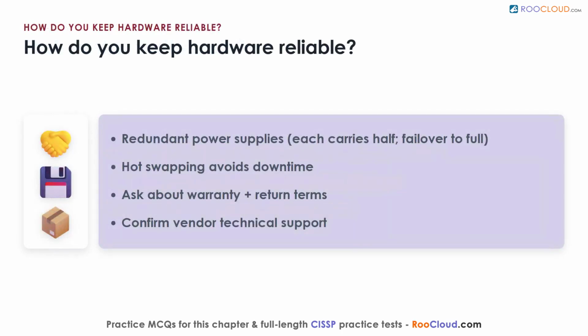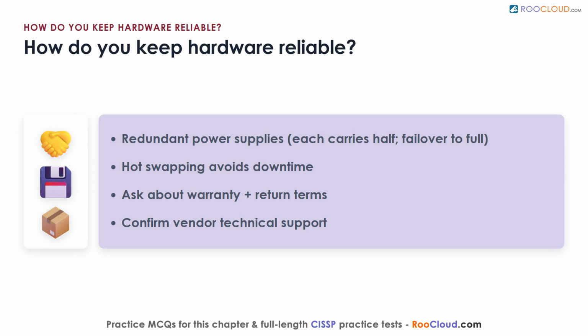How do you keep the physical hardware reliable? By planning for power, warranty, and support. Reliable power is foundational. So beyond surge protection and battery backup, consider redundant power supplies. A common design has two supplies, each carrying half the load. So if one fails, the other instantly shoulders the full demand, and some even allow hot swapping without downtime.